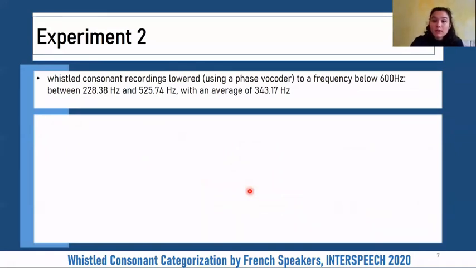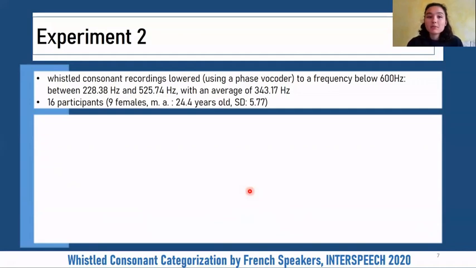So these recordings, the same recordings from experiment 1, were lowered to a frequency below 600 hertz. The range then became: the lowest frequency was 228 hertz and the maximum 525, with an average of 343 hertz, which is a lot lower than the whistled consonants in the first experiment. There were 16 participants for experiment 2, 9 females, and the average age was 24.4 years old.